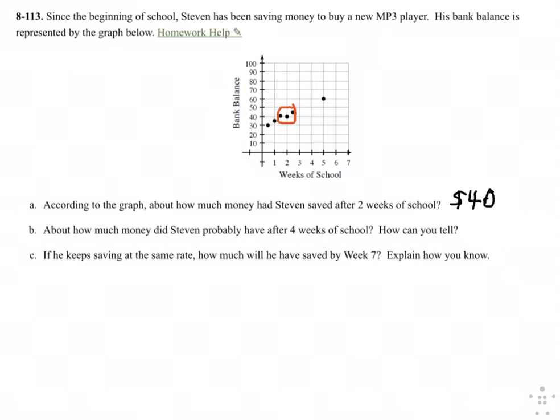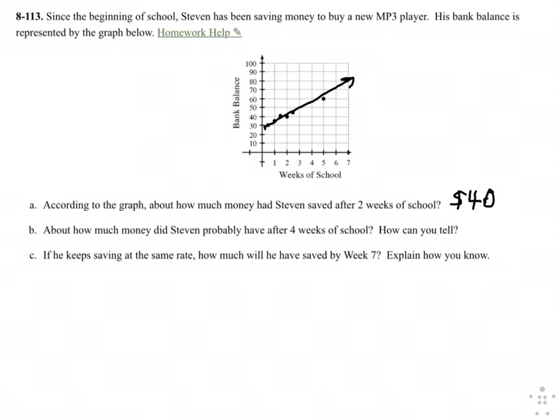So now it says about how much did he have after 4 weeks of school, but there is no point at 40. So let's clear this. So we need to try our best to draw a trend line. This is really hard for me because with a stylus it's really hard, but I'll do my best, right?